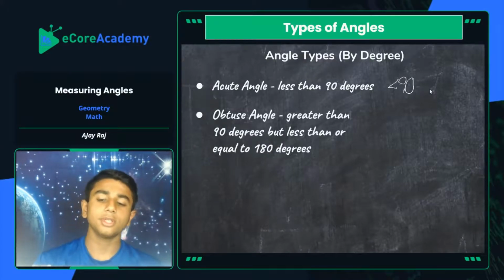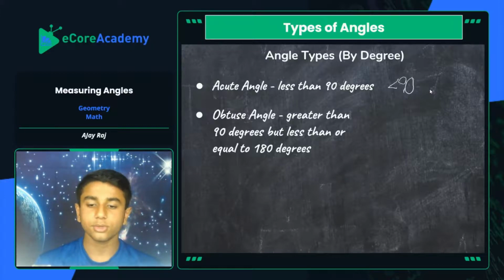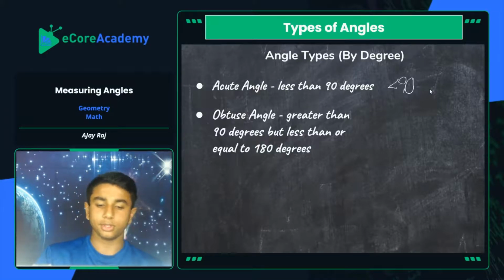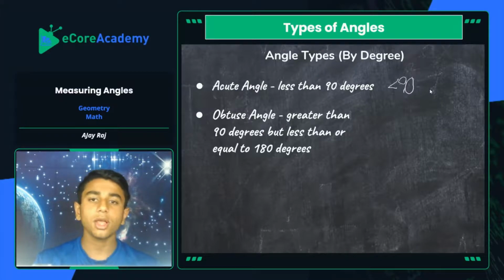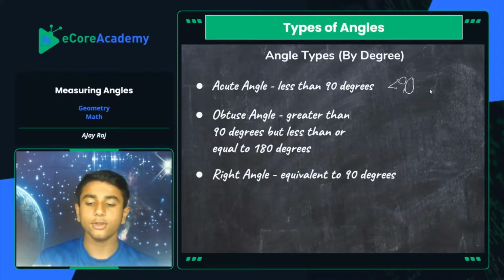And then we have our obtuse angle, which is greater than 90 degrees, but less than or equal to 180 degrees. So what that's basically saying is an obtuse angle can be greater than 90 degrees. So any value like 90.0001 would be an obtuse angle, but it can be less than or equal to 180 degrees. So it can still be an obtuse angle, even if it's equal to 180 degrees. So it must be within 90 and right above 180. And then finally we have a right angle, which is equivalent to 90 degrees.